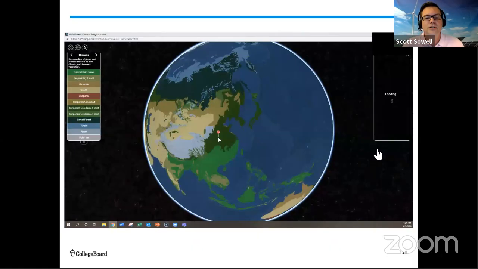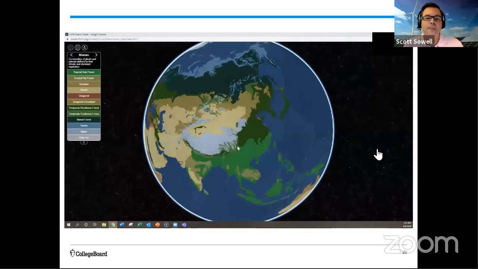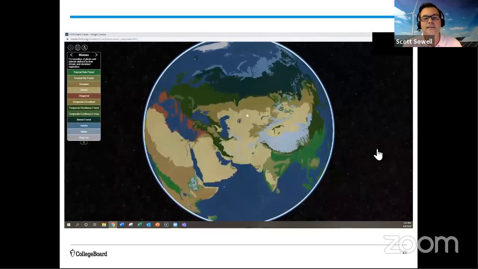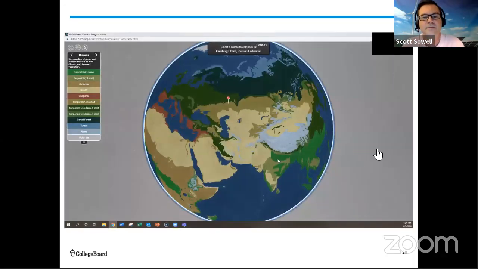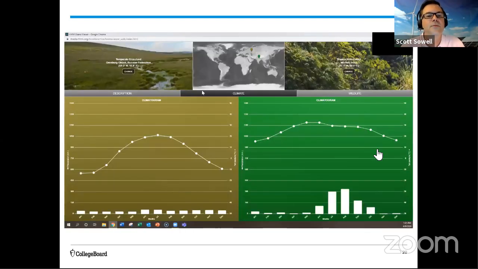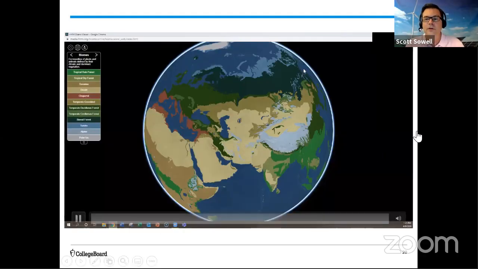The last little feature I want to show you is the compare button. So you can pin one place and then click on the word compare and then click on another place. And what that'll do, it'll open up both of the views of the climatogram and you can compare them side by side. So for example, this is the temperate grassland in Russia on the left and the tropical rainforest on the right, and you can compare those two. So that's what Biome Viewer does. I highly recommend it. Great way to review.